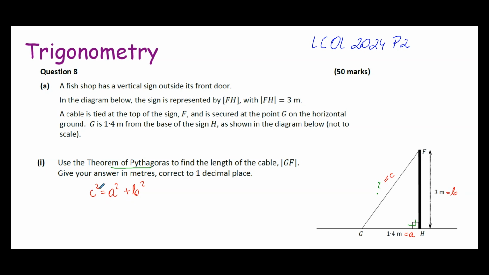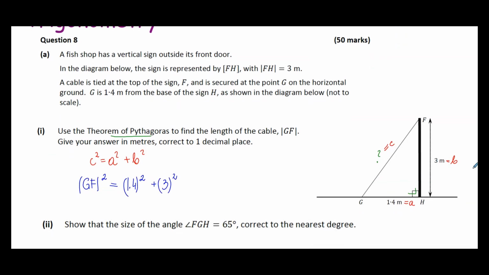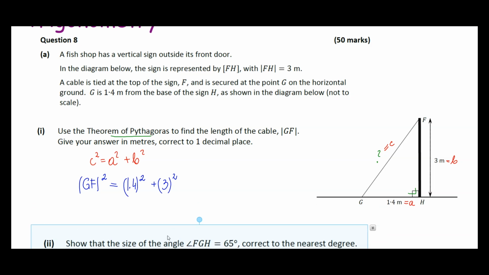Okay, let's replace letters with numbers from our question. So our C, that is GF, that GF is taken to the power of 2 equal A. We decided 1.4 will be A. So that's taken to the power of 2 plus B. B is 3, and that's as well taken to the power of 2.